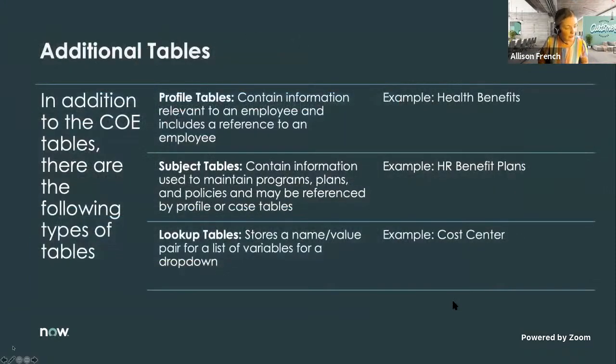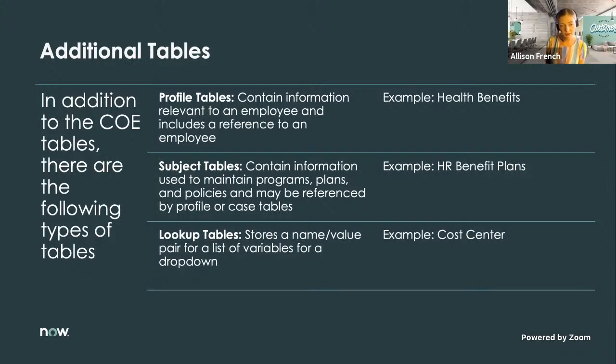The next thing to point out here is that in addition to all of those core COE tables that we talked about earlier, there are additional tables to be aware of. And those tables fall across three different types. The first type here is profile tables. These are tables that contain information relevant to an employee and include a reference back to the employee. An example here would be the health benefits table. This would actually include information on the employee as well as health benefits.